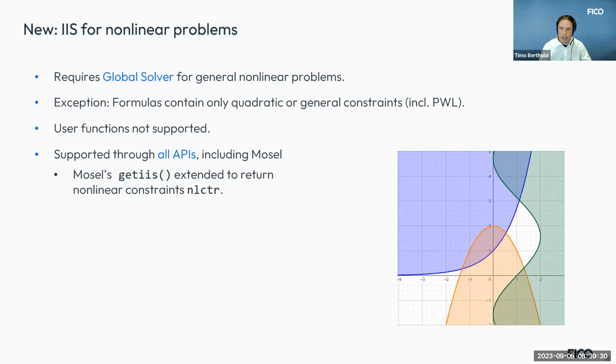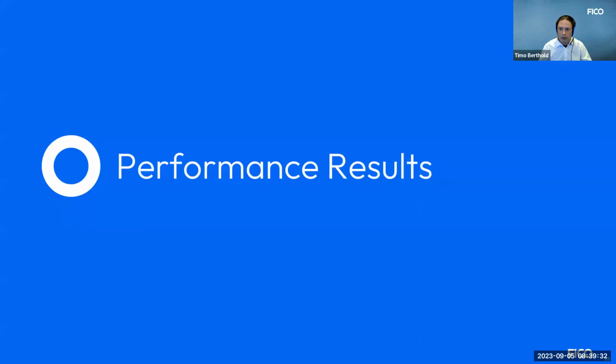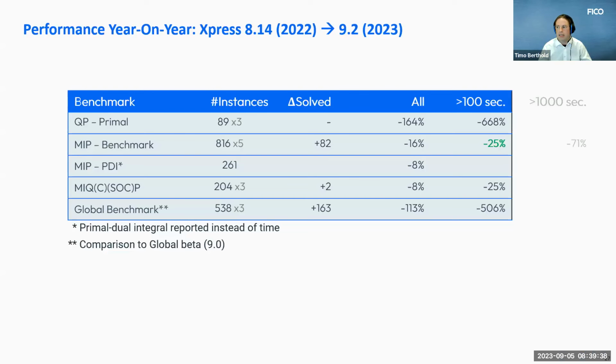Okay, getting to the part that everyone is looking most forward to in these kinds of presentations, the performance numbers. How much faster did Express get in the last year? So this is the typical year-on-year comparison that we look at, comparing the just recently released 9.2 version against the current version a year ago from now, which was 8.14 at this time.